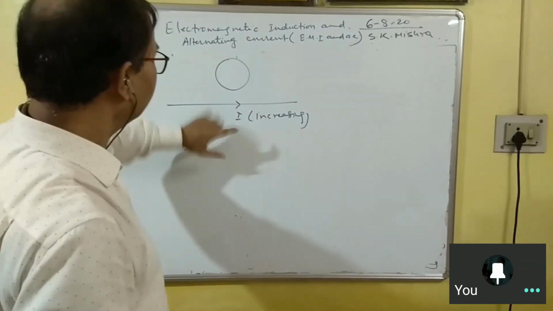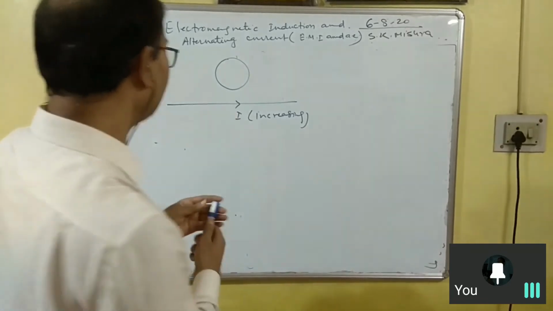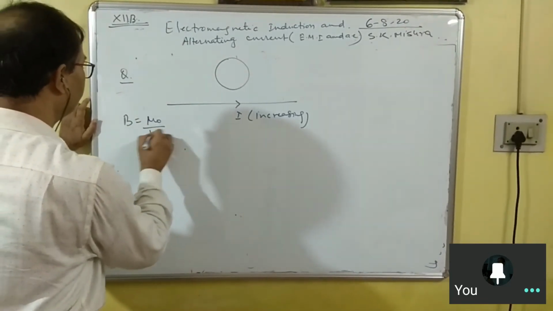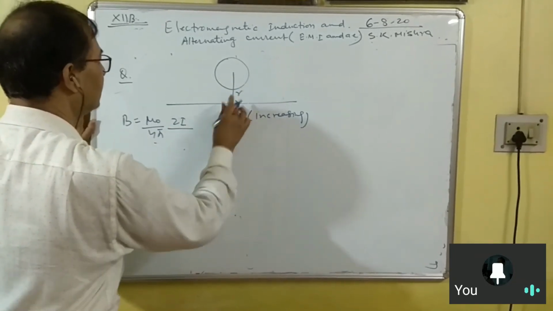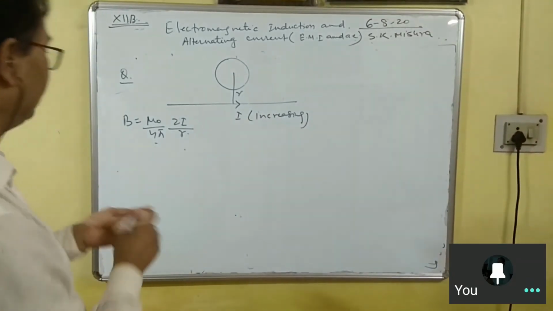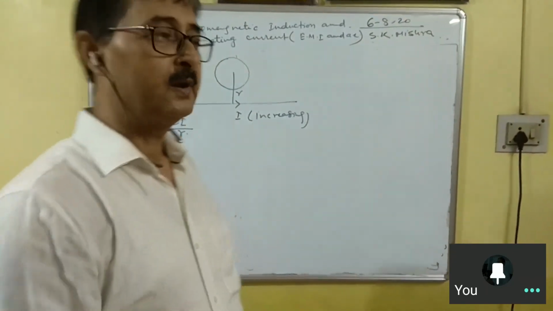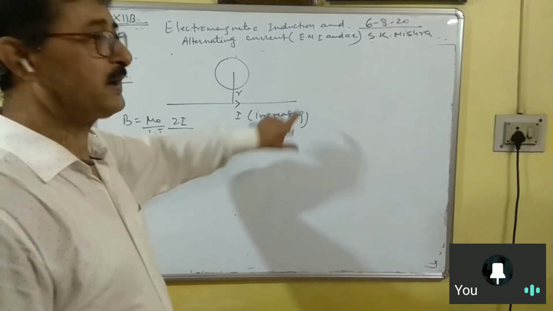Okay. Now think about the magnetic field of this infinitely long straight wire. We have already written it as mu naught by 4 pi, 2I by r, where r is the distance. Now current is increasing. Obviously B will also keep on increasing. B is increasing. Now can anyone tell me what is the direction of the magnetic field of this straight wire at this point?